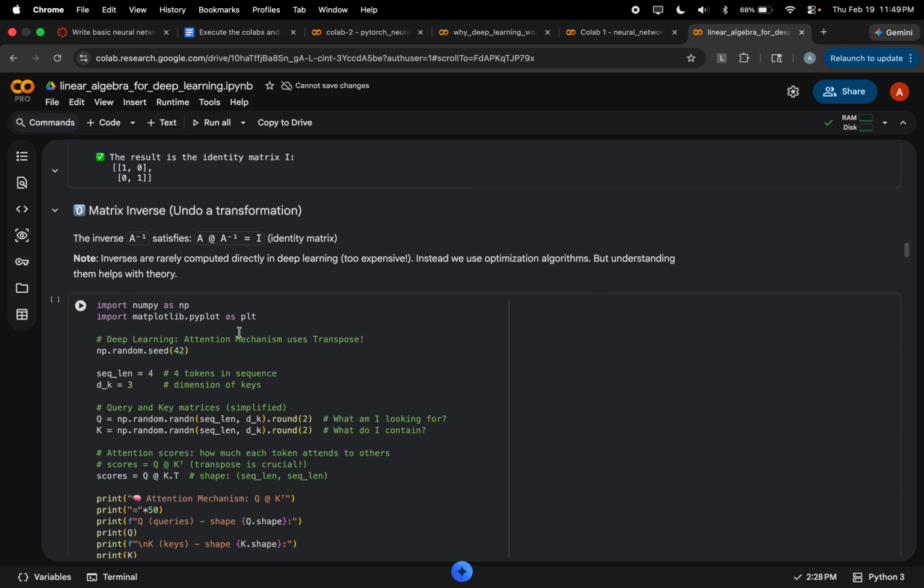And then we have matrix inverse, which is to undo a matrix. The inverse of a matrix satisfies that A multiplied by its inverse always results in the identity matrix. Identity matrix has all the diagonals as 1 and others as 0. So inverses are rarely computed directly in deep learning because it's too expensive. Instead, we use optimization algorithms, but understanding them helps in theory.